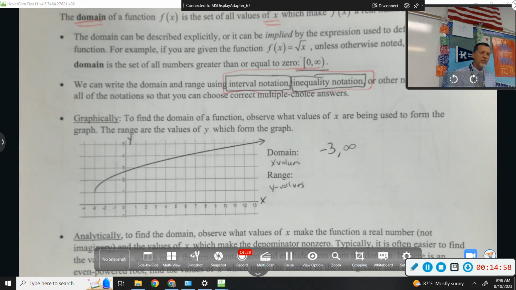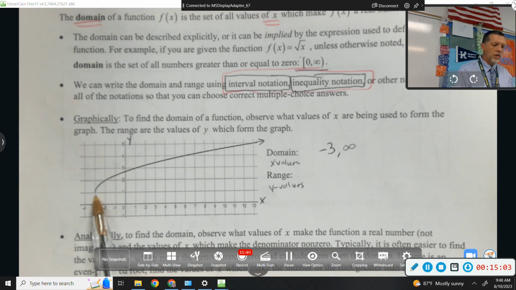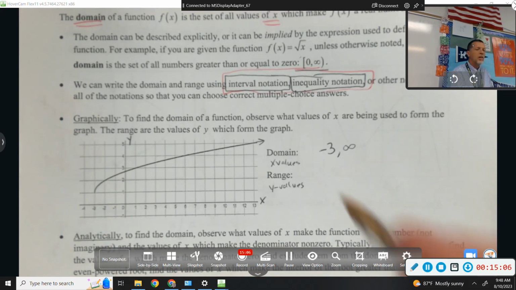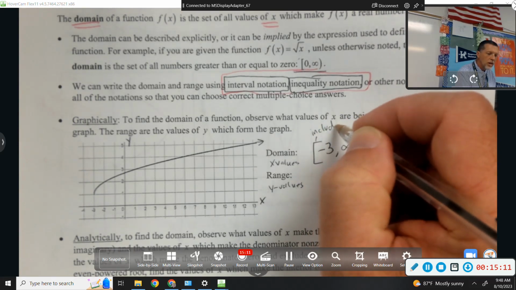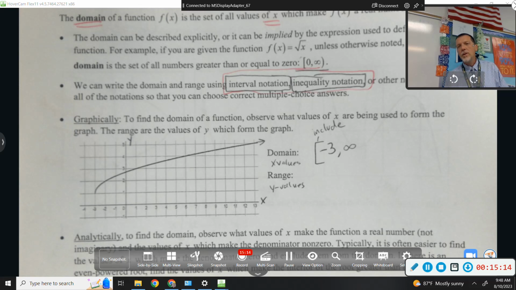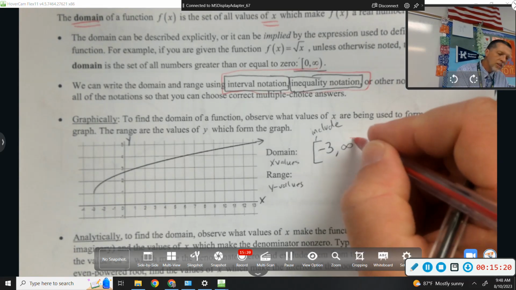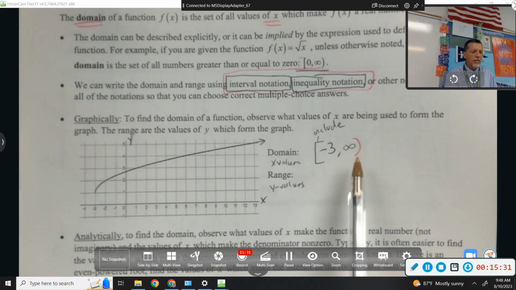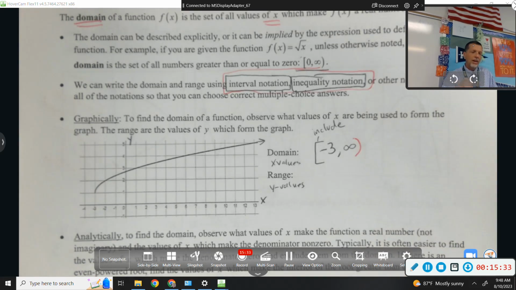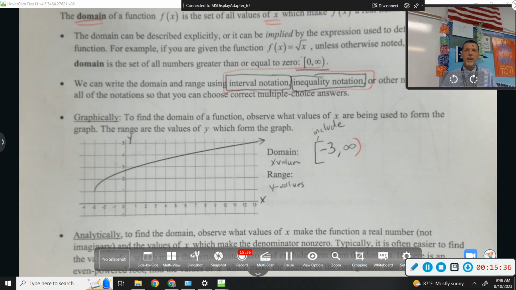Now, I intentionally left off the parentheses and brackets. What do we think about negative 3? Parentheses or bracket? Bracket, because bracket means include or equal to. What about infinity? By definition, parentheses always goes with infinity. My reasoning to remember that is you can't ever get to infinity. You don't really equal infinity. You're just headed that way. So it's parentheses, not brackets.